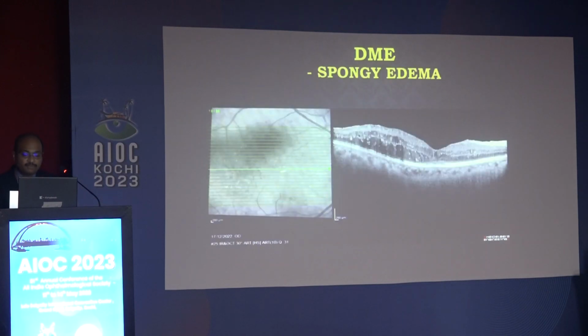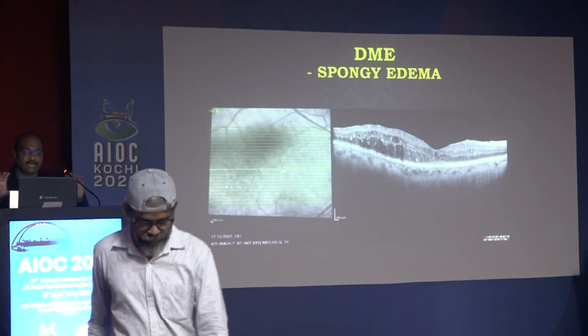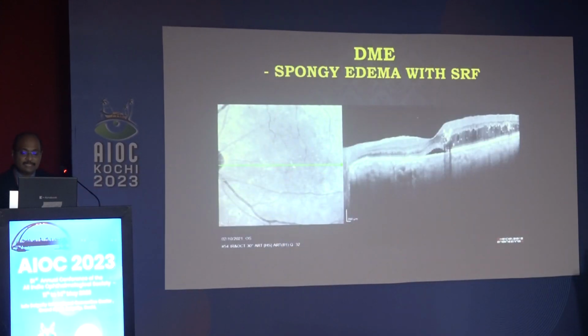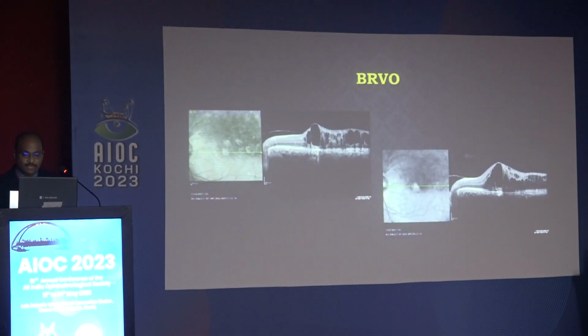You can also get a different kind called spongy edema. This is like a cake, like a sponge out there. Okay, it's diffused along the breadth of the thing, and this is spongy edema with subretinal fluid. So these are different morphological types of diabetic macular edema. Branch retinal vein occlusion, macular edema.